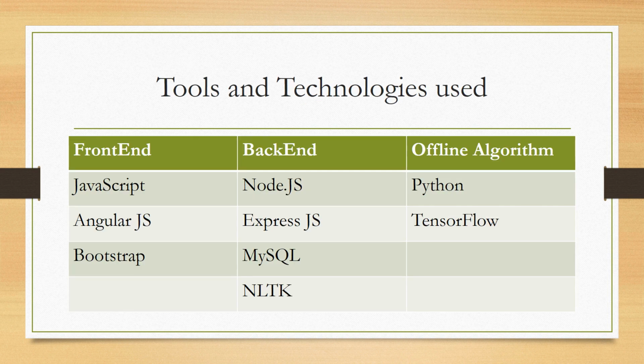So the tools that we've used are JavaScript, Angular, and Bootstrap for creating the front end of the website. And for creating the backend API, we've used Node.js and Express.js along with MySQL to store the data and NLTK for query processing and stemming and other natural language things that we're doing. Apart from that, we've also created an autoencoder, and we've done that using Python and TensorFlow.